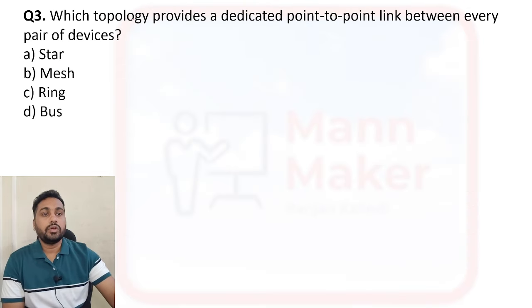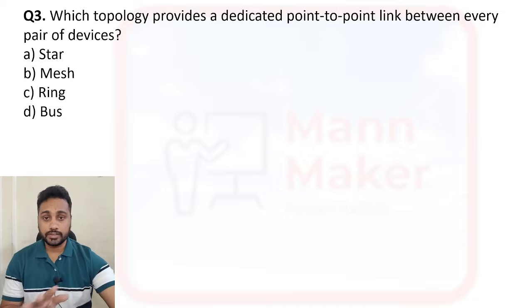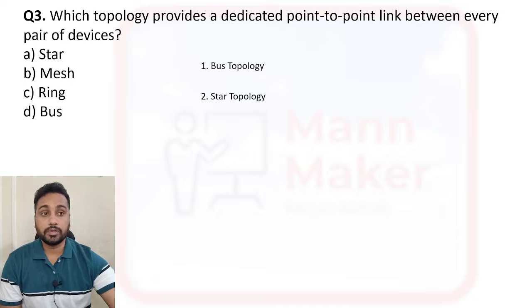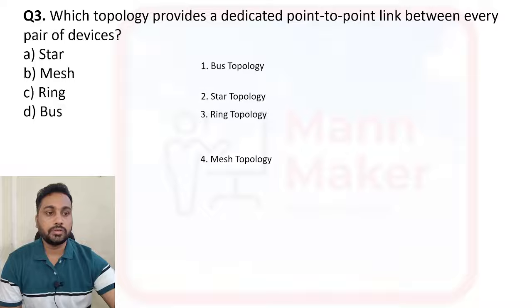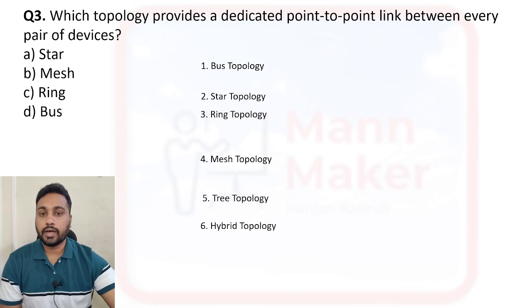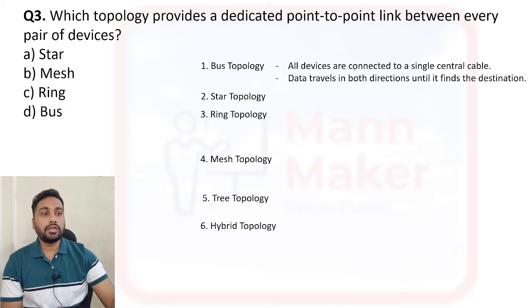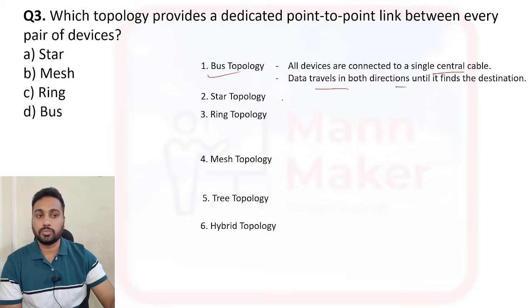Okay, now which topology provides a dedicated point-to-point link between a pair of devices? If we talk about network topology, basically we have 6 types of topology. The first one is bus topology, star topology, ring topology, mesh topology, tree topology, and hybrid topology. Okay, so bus topology means what? In bus topology, all devices are connected to a single central cable and data travels in both directions until it finds the destination. So this is called bus topology.